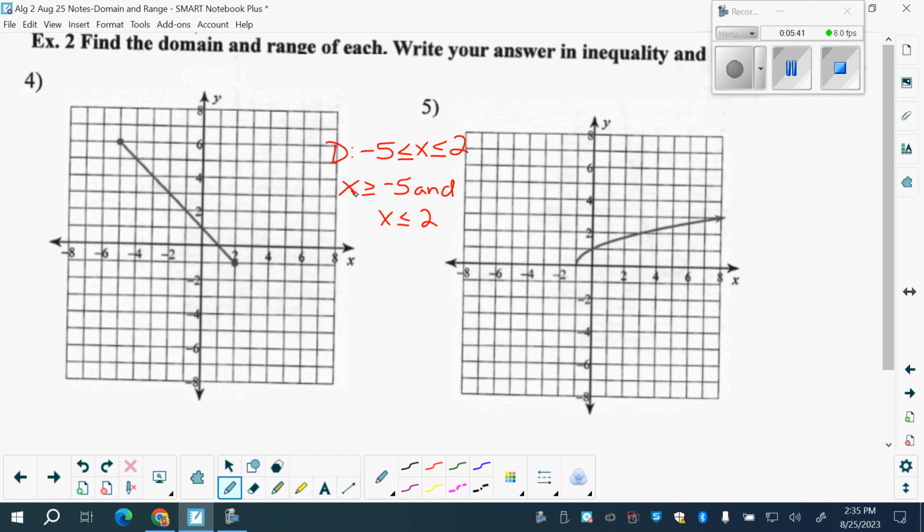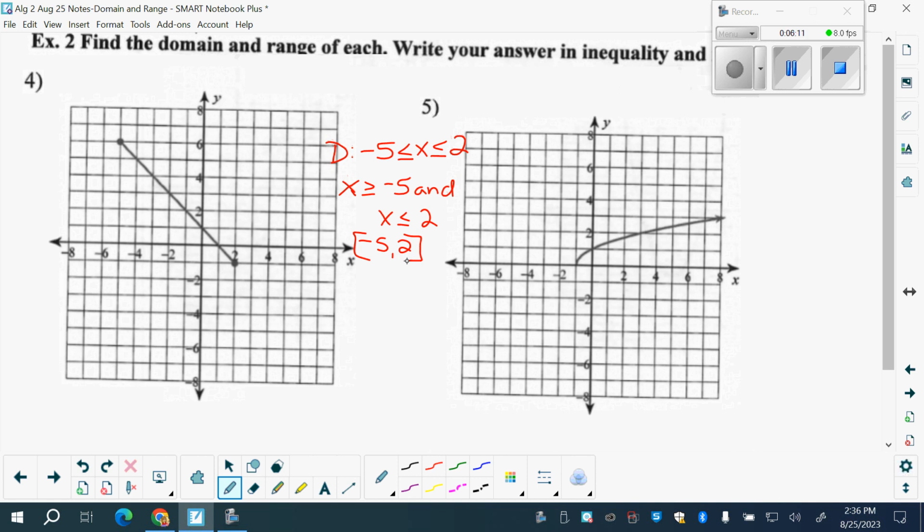Now we want to write it in inequality and interval notation. So what would that be in interval notation? Omar, tell us what that would be in interval notation. -5. Yeah, and brackets or parentheses? Brackets, because they both have an equal to. Does that make sense?